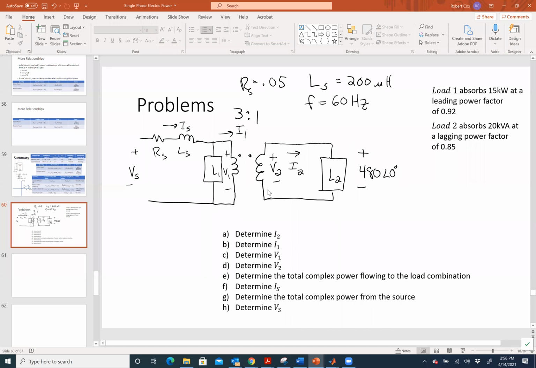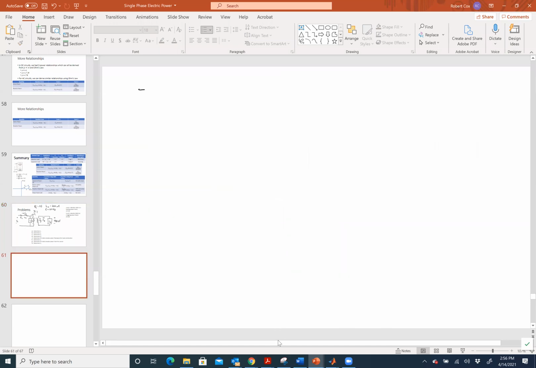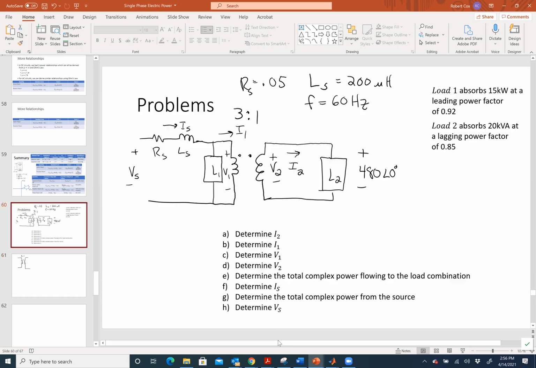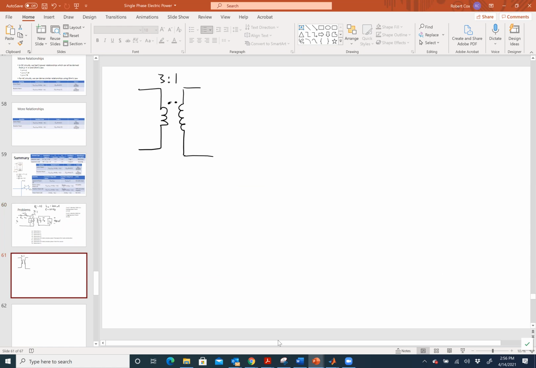So if I look at the transformer picture here, all right, let's draw that by itself. 3 to 1 was my ratio, and V1 and V2. And I've given you definitions. I1 is going this way into the dot.